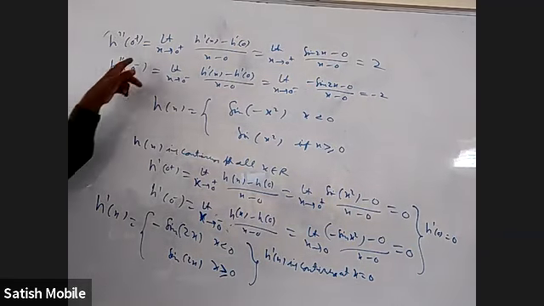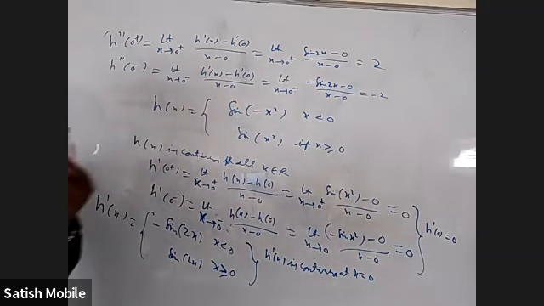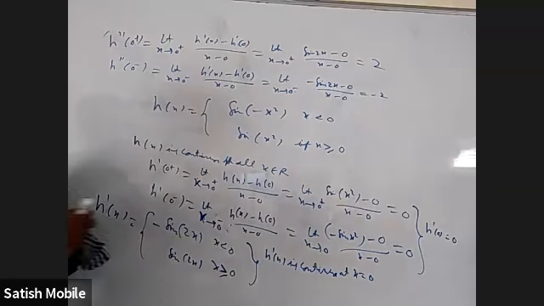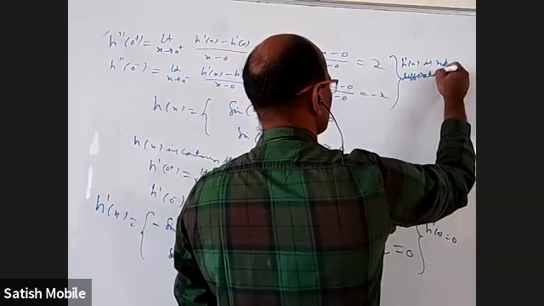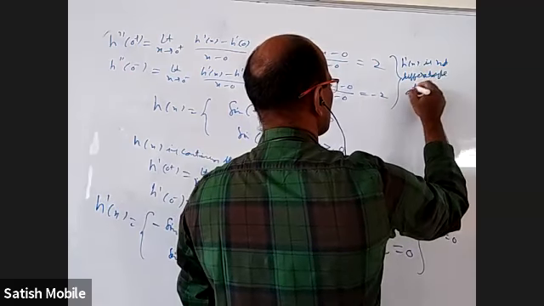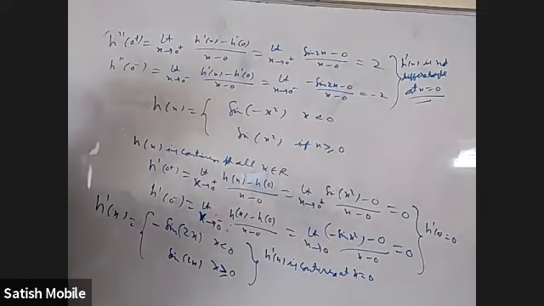Okay, so you can see at 0 the right-hand second derivative is plus 2, and the left-hand second derivative is minus 2. They are not equal. So h dash x is not differentiable at x equal to 0. So the function h dash x is continuous, but it is not differentiable at x equal to 0. Option A.